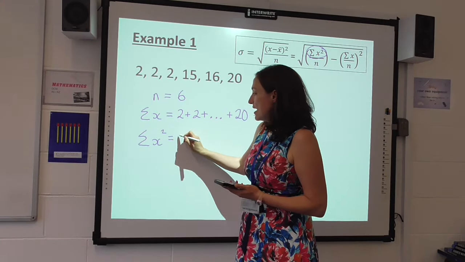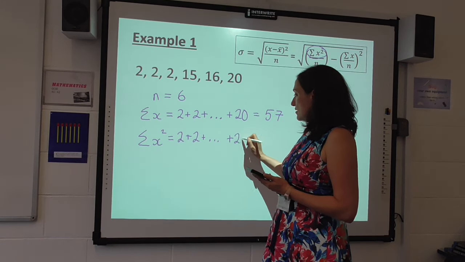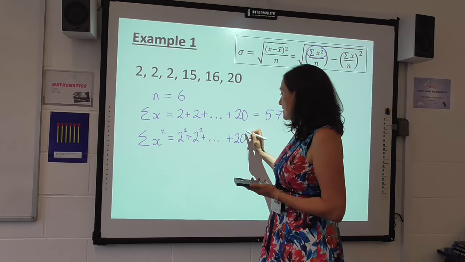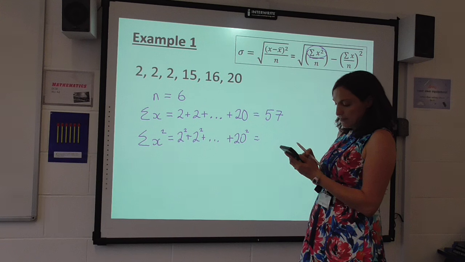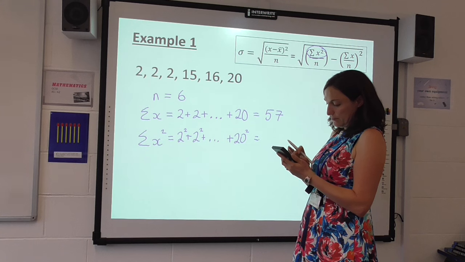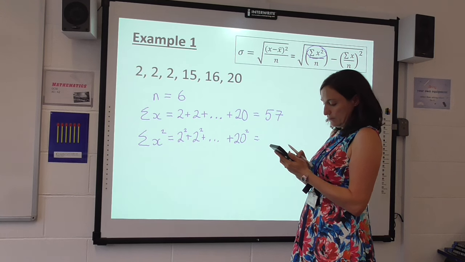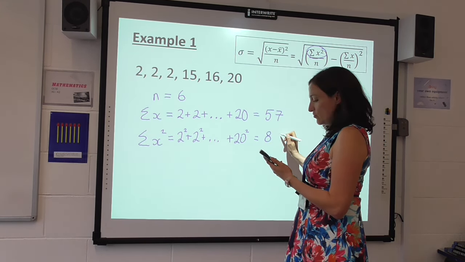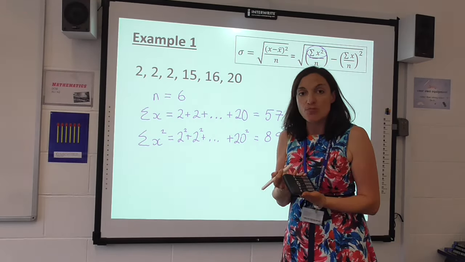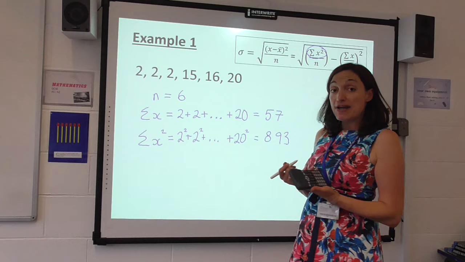And then the sum of the x squareds, it's the same as the sum of the x's, only different because it's x squared being added to x squared, so we have to square each of these. And we get 893. Check along with me, make sure you're getting this, write the examples down, and if you're not getting the same values, you need to let me know, because I might have made a mistake.